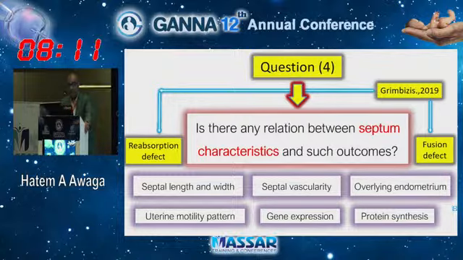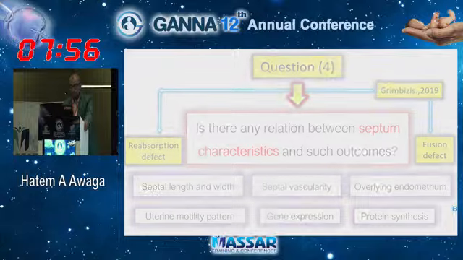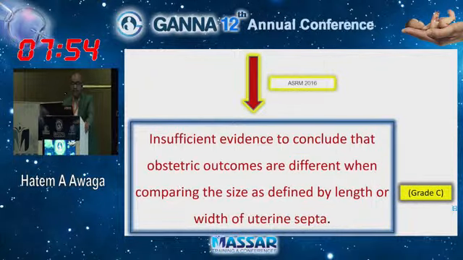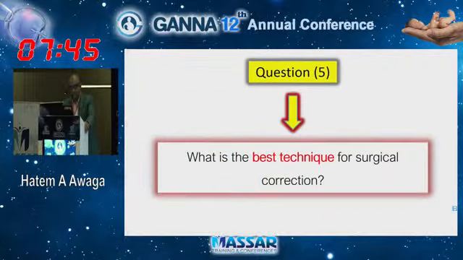So we have different factors, which are the septum size and width, septum vascularity, overlying endometrium, the uterine motility disorder, gene expression, and protein synthesis. All these factors play a big role. Is there a big important factor in the septum? The answer is, there is insufficient evidence to conclude that obstetric outcomes are different when they compare the different characteristics of the septum. The next question: what is the best technique for surgical correction?